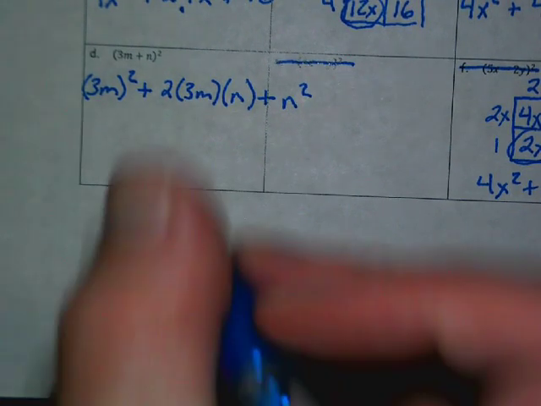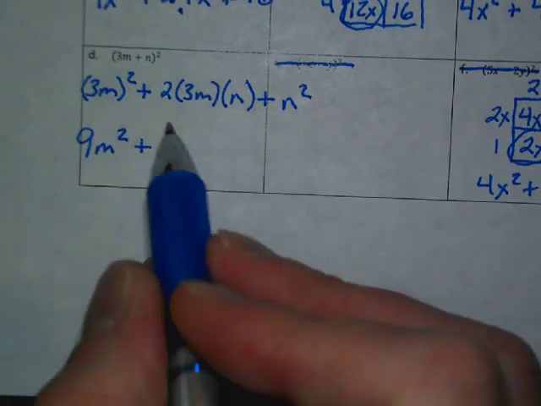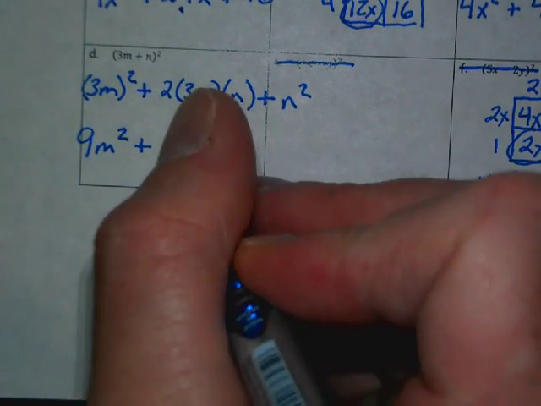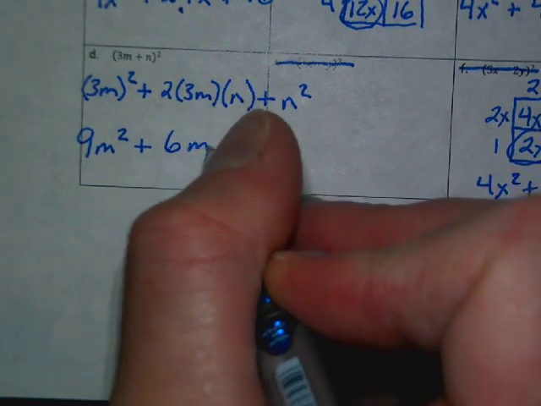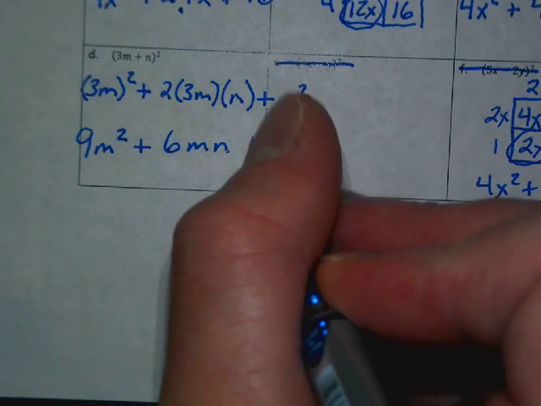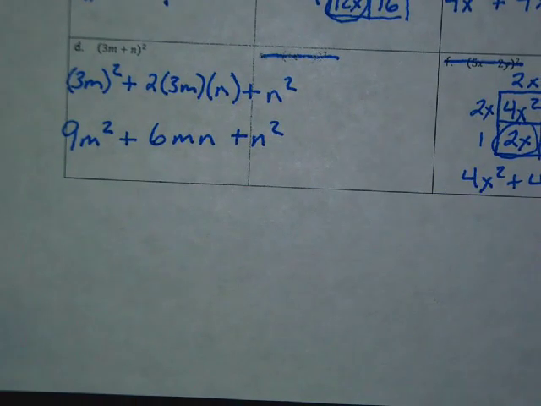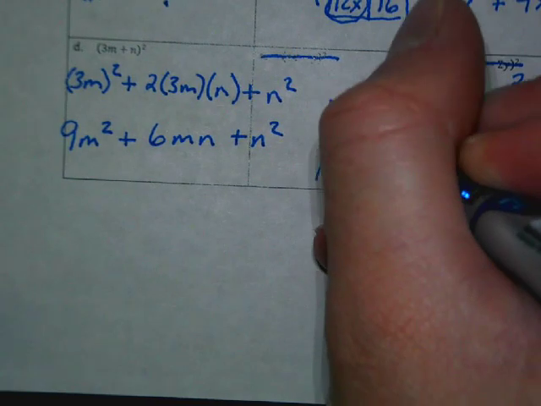So simplifying that, for that first term, what is 3 squared? 9, so it becomes 9m squared. Middle term, 2 times 3? 6, and then you have mn. And then your last term, can't simplify n squared, so we just bring down n squared. So there'd be your answer.